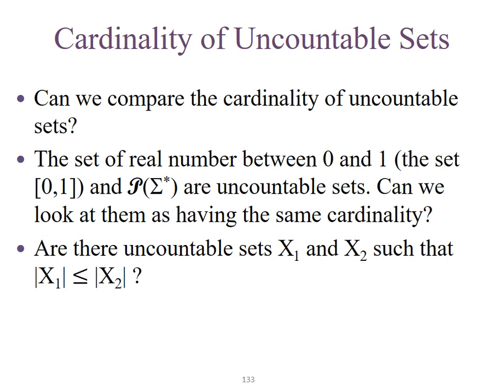And we also have the set of finite strings over a finite alphabet, sigma star, whose power set is an uncountable set. So if they are all uncountable sets, can we look at them as having the same cardinality? Because we cannot count them, we might just assume they have the same cardinality. If that is true, then the next question.